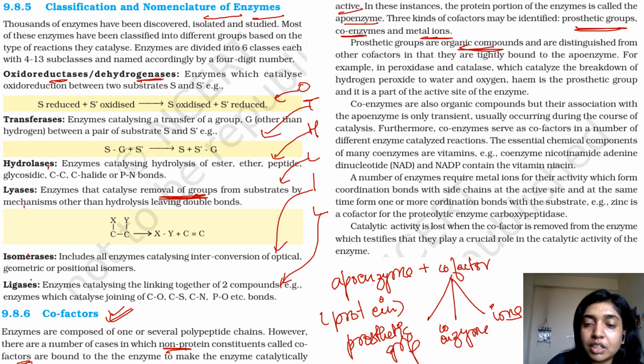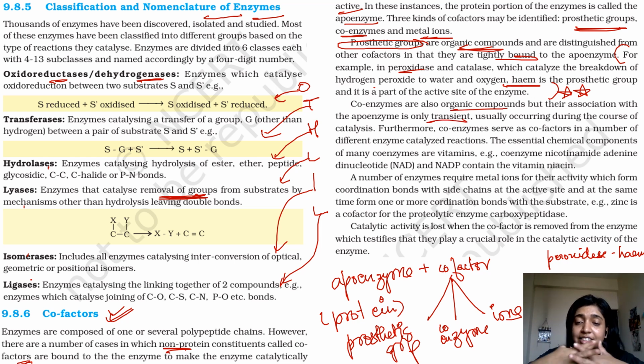Prosthetic groups are organic compounds. So when we're talking about a cofactor which is organic, it is prosthetic group. They are distinguished from other cofactors in that they are tightly bound to the apoenzyme. For example, in peroxidase and catalase, which catalyze the breakdown of hydrogen peroxide to water and oxygen, heme is the prosthetic group. Questions have come from this statement. So peroxidase has heme, and heme is a prosthetic group.